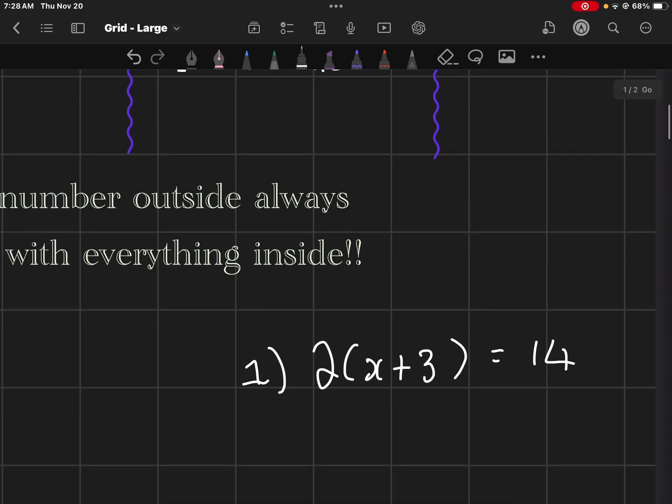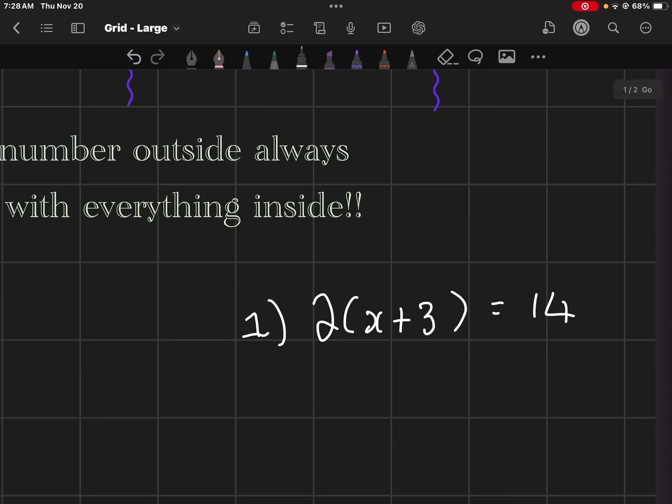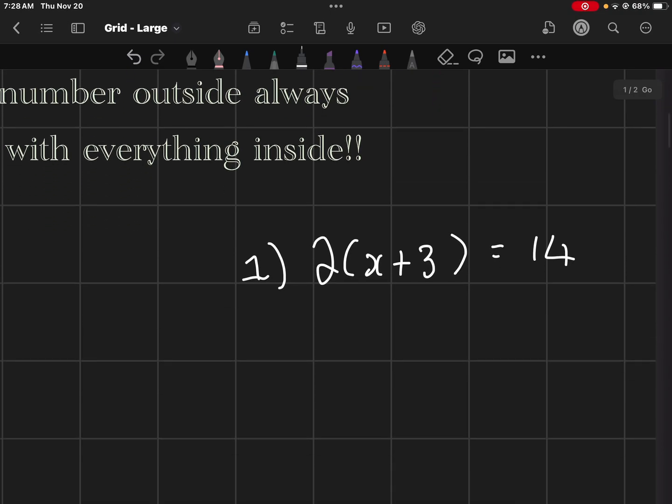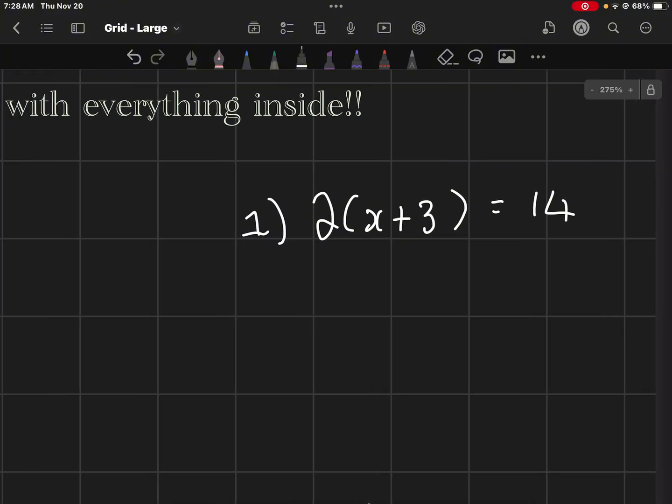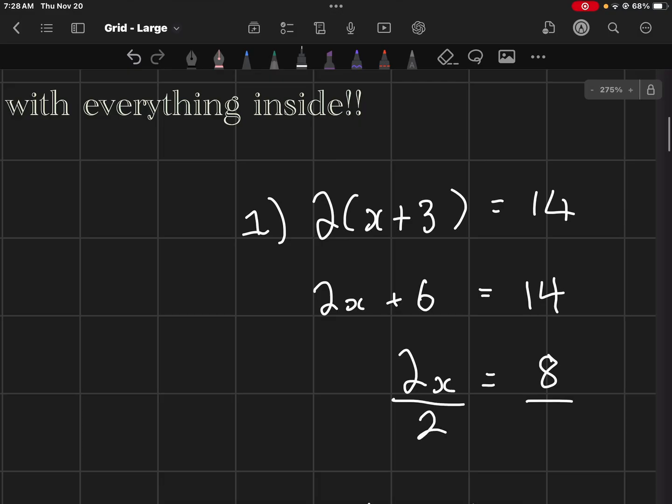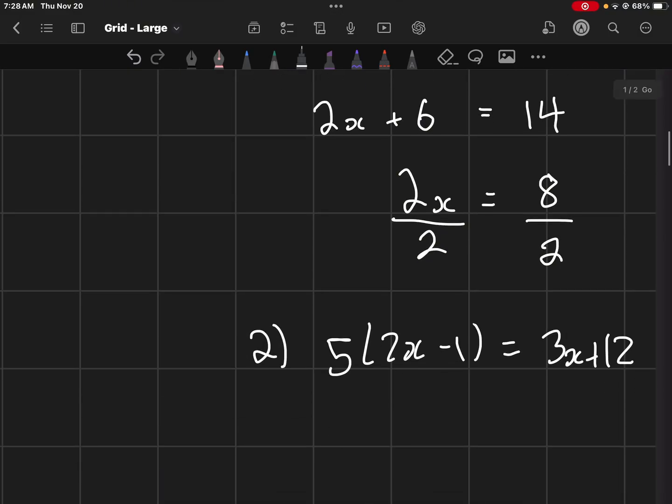We should learn how to combine expanding with solving. Here, we have 2(x plus 3) equals 14. First thing we should do is expand to get us 2x plus 6 is equivalent to 14. Then we should move the 6 since we're doing reverse BEDMAS. This gets us 8. And once we divide both sides by 2, we get x equals 4.